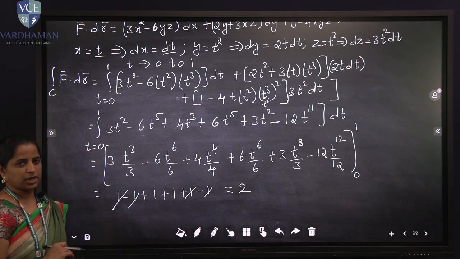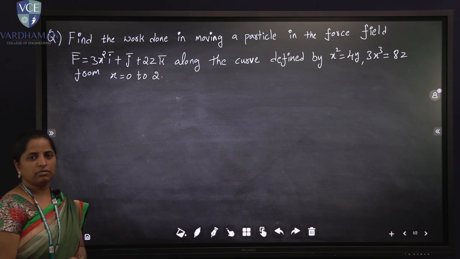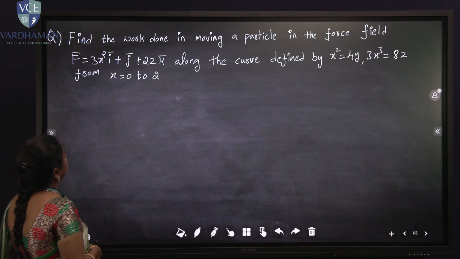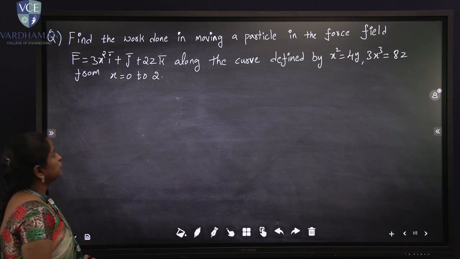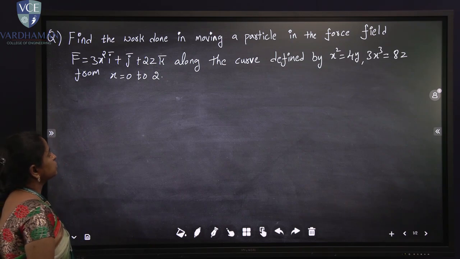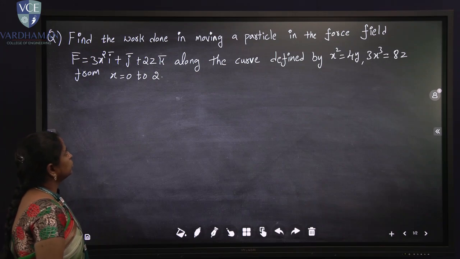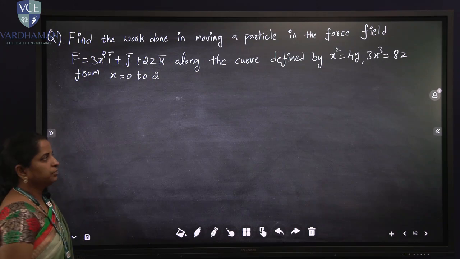Now, we will solve the second problem. This is the second problem in work done by force. Find the work done in moving a particle in the force field F bar equal to 3x square i bar plus j bar plus 2z k bar along the curve defined by x square equal to 4y and 3x cube equal to 8z from x equal to 0 to 2.